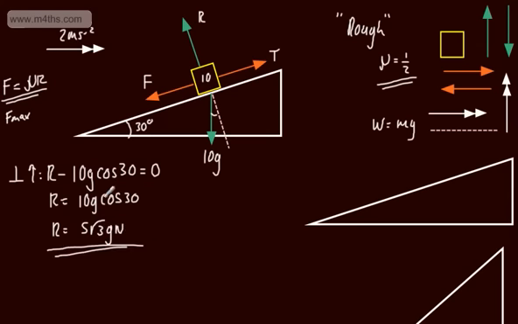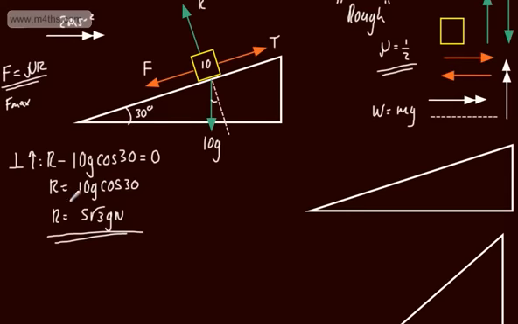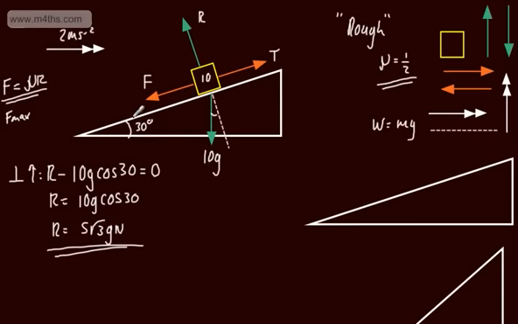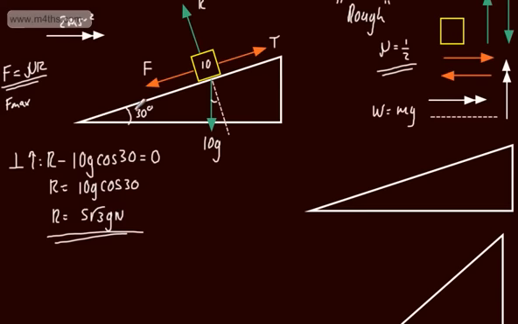When you're working with these, you can leave them as sines and cosines, especially if they're not exact. Don't butcher it straight off. Don't truncate the answer. Leave it as the exact answer. So I can see now that my normal reaction force is going to be root 3 multiplied by 5 multiplied by g. g is just 9.8 meters per second squared. So the value of the frictional force is going to be the product of these two things.